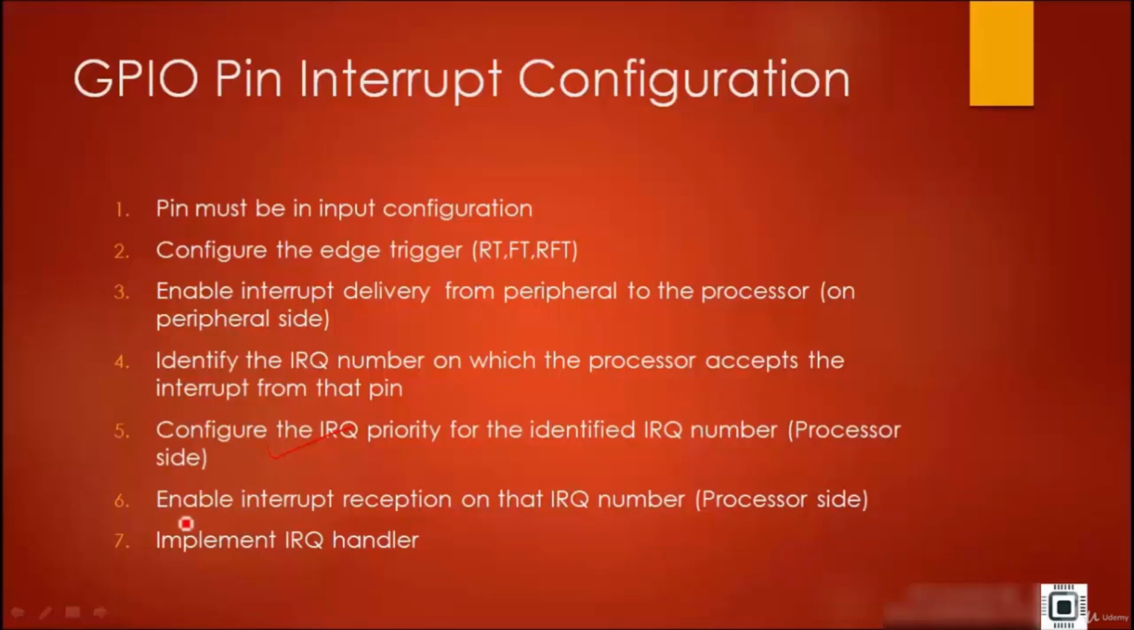And after that, enable interrupt reception on that IRQ number. Again, you have to touch the NVIC register in order to enable the IRQ number, because by default all the IRQs are disabled. And after that, implement the IRQ handler. All right, so if you're confused, don't worry. We are going to implement this step by step in our code, and your doubts will get clarified.